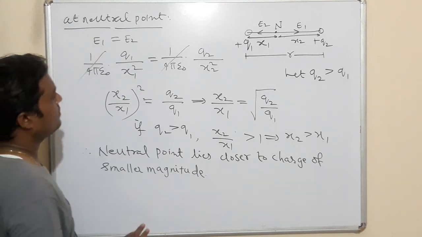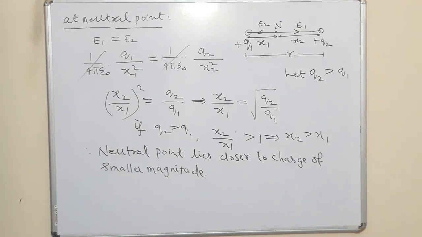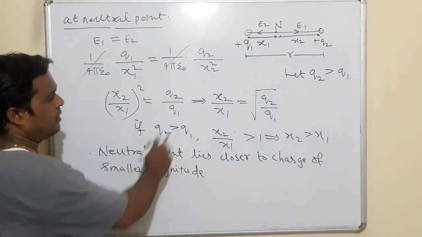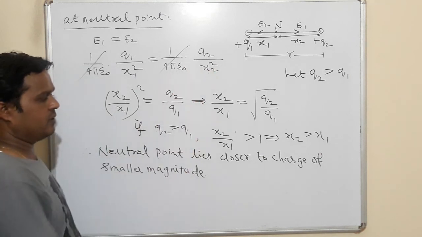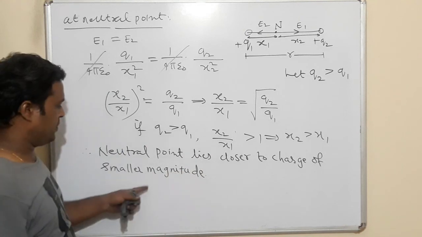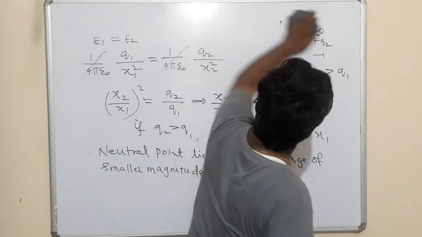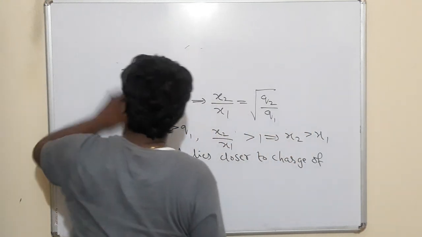Okay, make a note. For both the cases, whether it is a system of like or unlike charges, the neutral point is going to lie closer to the charge of smaller magnitude. Okay. Then you see how to find. Some simple examples we will take.